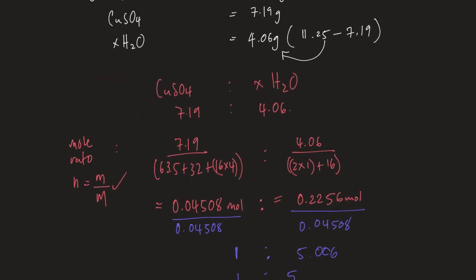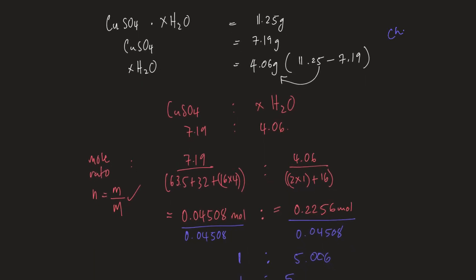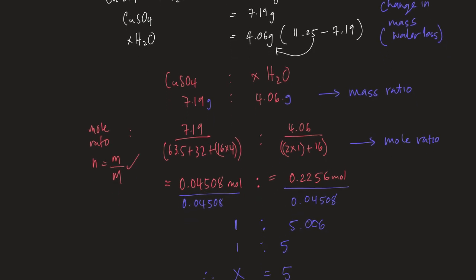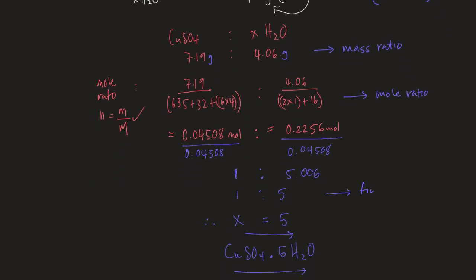Alright, so same thing. Get your change in mass and find the water loss. Do your mass ratio. So that's in grams and grams. Then do your mole ratio. Then you find the whole number ratio, and that is usually the value of X.